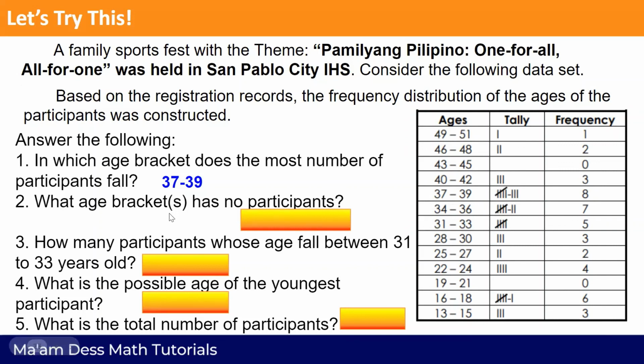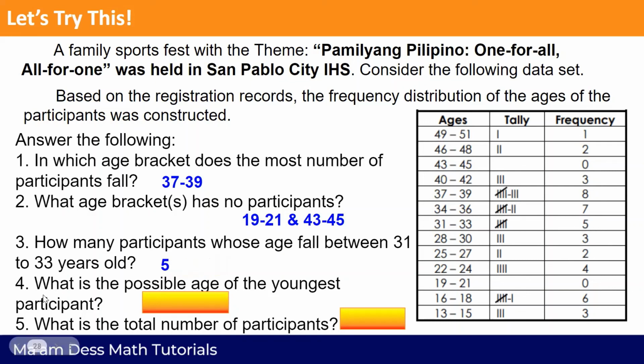Number 2, what age brackets has no participants? Ayan. Anong age bracket yung walang participants, which is 0, di ba? Okay. So, tingin sa frequency. Okay. So, ayan po. 19 to 21. And then we have 43 to 45. 0 participants. Number 3. How many participants whose age fall between 31 to 33 years old? Ayan. So, how many participants daw? So, tingin po dyan sa frequency. Okay. So, we have 5.